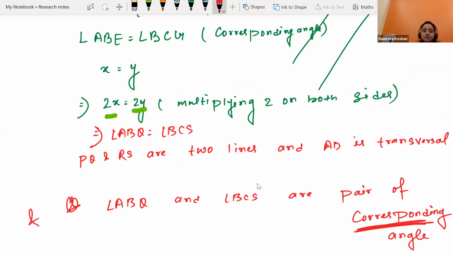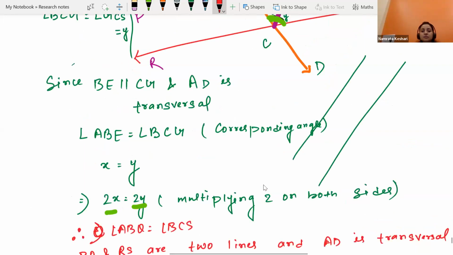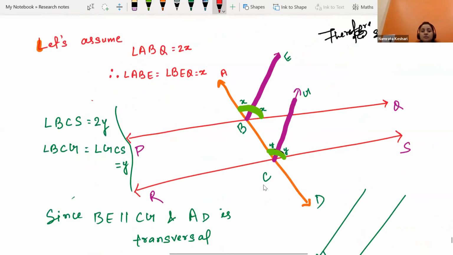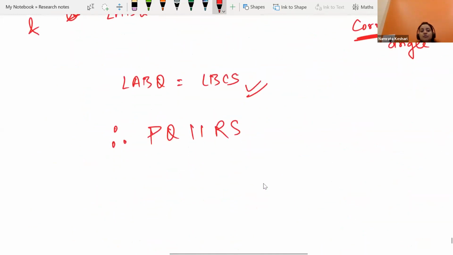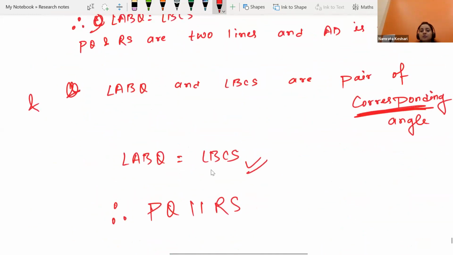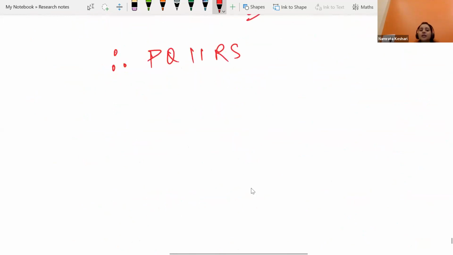Are you getting it, Sara? Yes, ma'am. Is it crystal clear? Yes, ma'am. Okay, this is how we work. Therefore, the lines must be parallel if a pair of corresponding angles are equal. Of course, those two lines which were random lines must be parallel lines because the pair of corresponding angles are equal. Any confusions? No, ma'am.